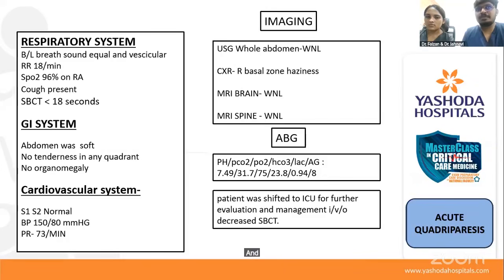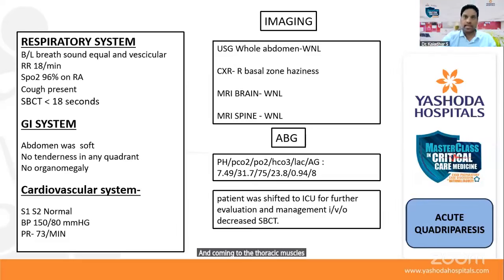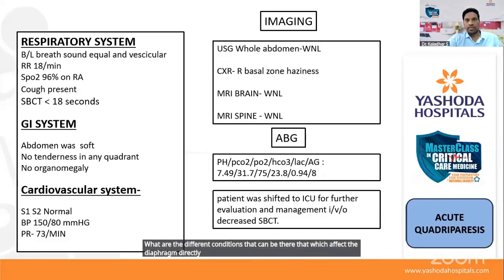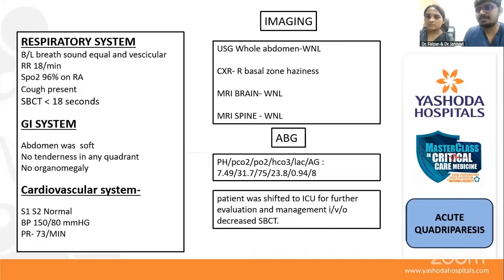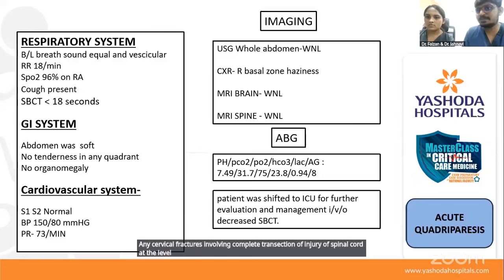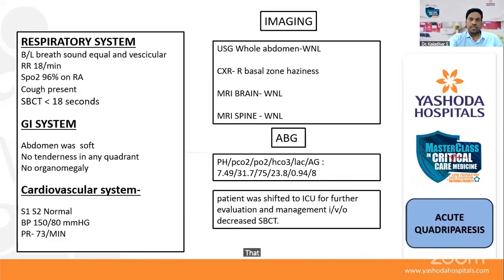And coming to the thoracic muscles, what are the different conditions that affect the diaphragm directly itself? What are the different neuromuscular conditions or otherwise any other conditions? How do you divide them? Any cervical fractures involving complete transection or injury of the spinal cord at the level above C3, C4, C5. Okay, that is one possibility. Any infectious pathologies? Yes, sir.